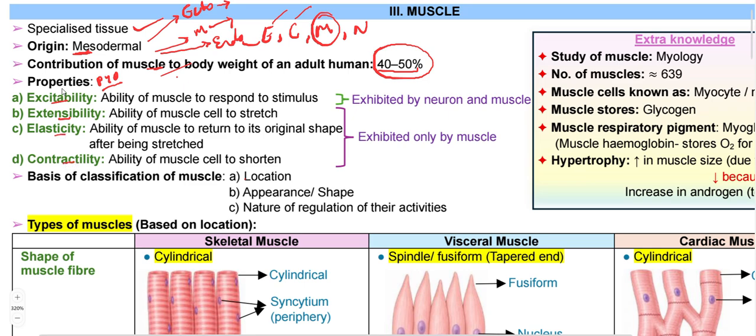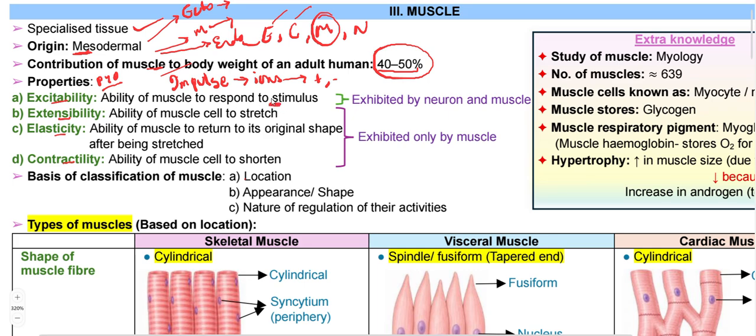Now, when we talk about excitability, the name itself says it, excitation will happen. Excitation means impulse generation. What do you mean by impulse in simple language? It is nothing but ions, meaning positive and negative ion movement. You are going to study that in detail in the chapter nervous system. Excitability is the ability of the muscle to respond to stimuli.